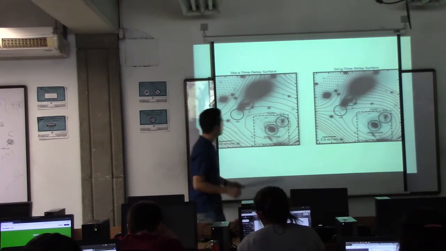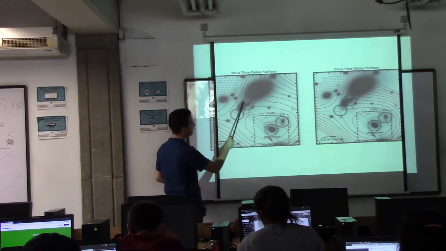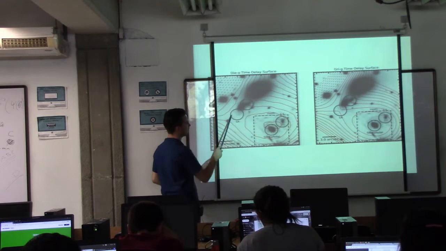So if you zoom in, now you can see the structure again. Here is where the supernova appeared. Here is the saddle point.